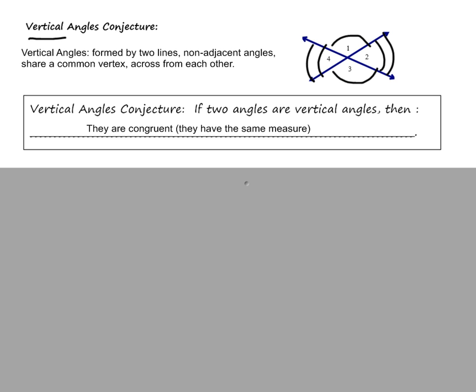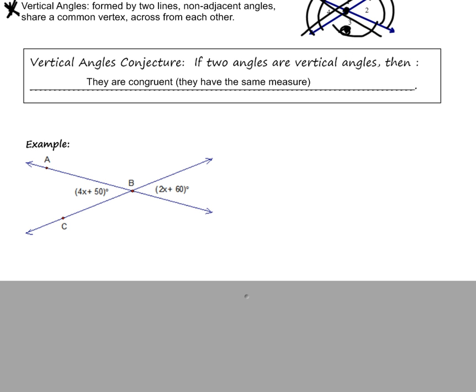Okay, and I also cleaned up the definition over here of vertical angles so that you can add that to your notes as well. We got vertical angles are formed by 2 lines. They're not adjacent. Angle 1 does not share a common ray with angle 3. And they do share a common vertex, that's right here, and they're directly across from each other. Okay, so we're going to take the definition of vertical angles and the fact that they are congruent and apply that into a scenario. So we're going to solve for x on this example.